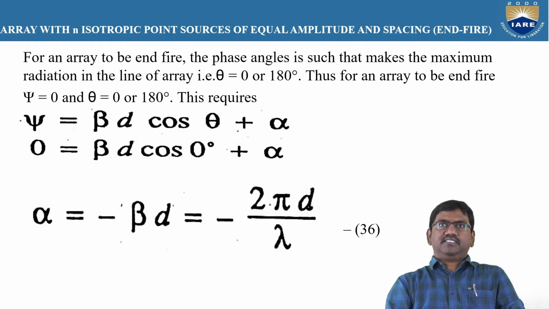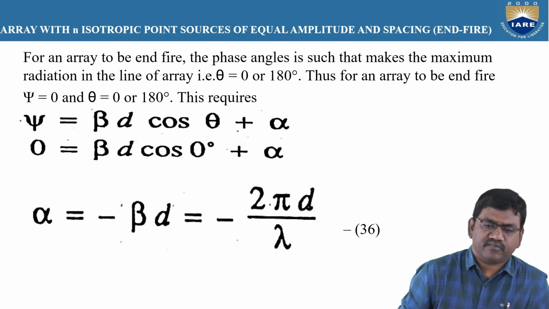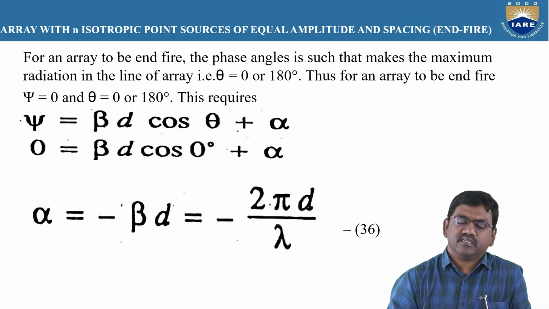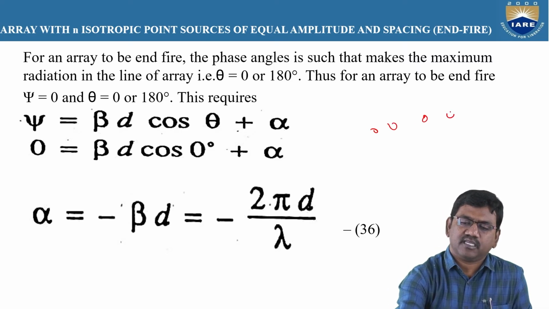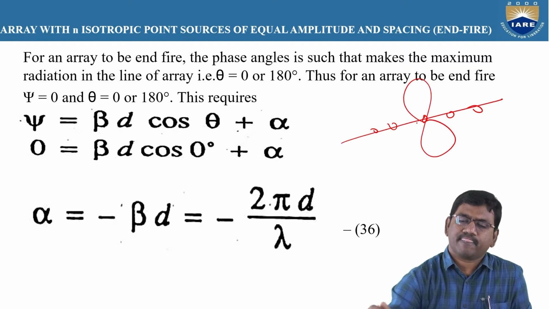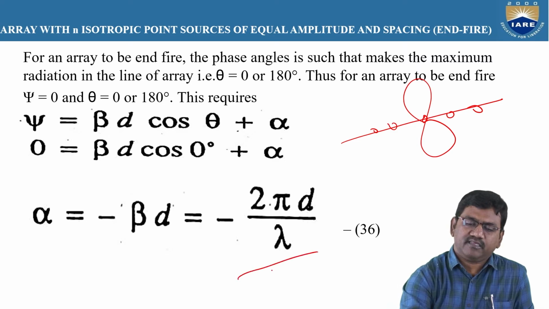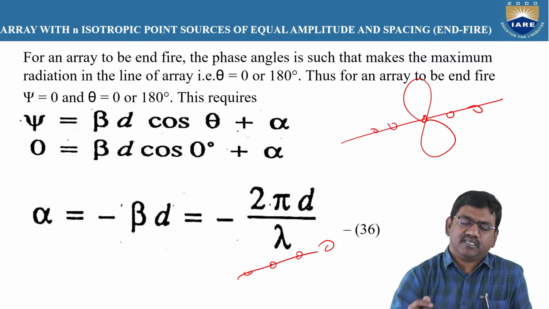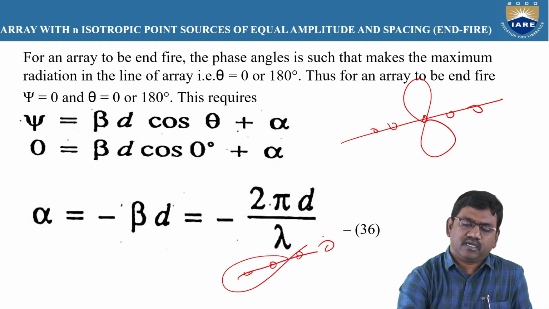Now let us take another case, the end-fire array. So if we assume theta is equal to 0 or 180, then for the array to be end-fire, the phase angle must be in such a way that the maximum radiation must be in the line of the array. In broadside array, the elements are like this, and the maximum radiation will be like this. But in the end-fire array, the elements are on the line of the array. So we should make the radiation pattern in such a way that it will be maximum along the line of the array. This is the end-fire case.